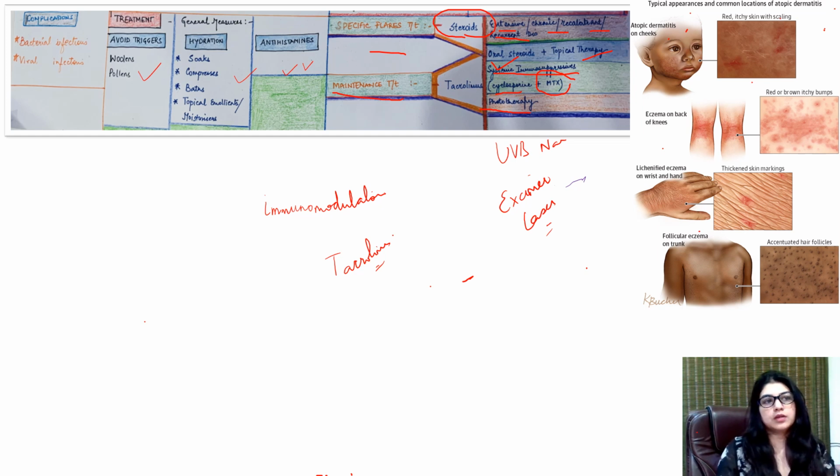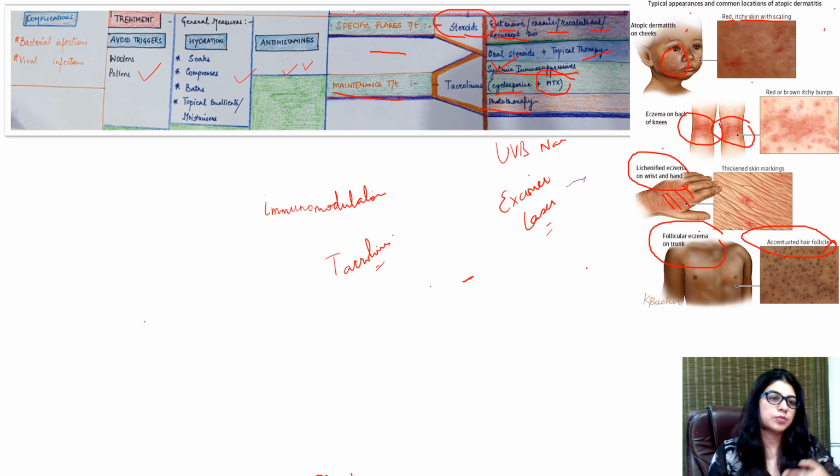Just remember, atopic is an allergy. So just consider allergy if you see anything in this area: red, itchy skin with scaling, flexures in these areas, thickened area of wrist and hand with scratching marks, scratch marks, very important. And if there is accentuated hair follicle, like these hair follicles are there, but you can see the darkening, thickening of the hair follicles, so you can consider follicular eczema. Eczema is an interchangeable term with atopic dermatitis. One should definitely go for it.